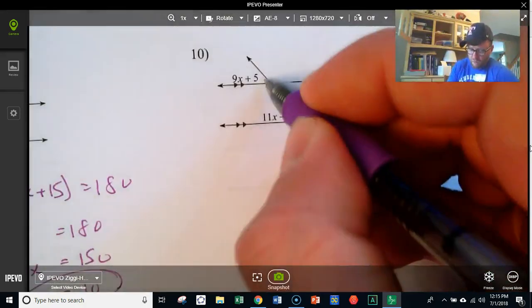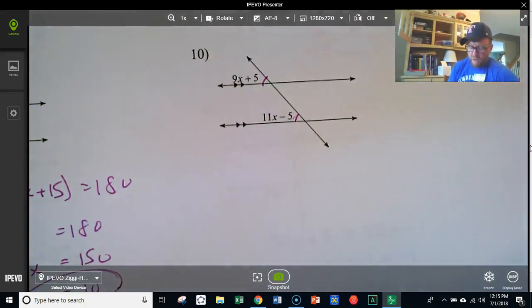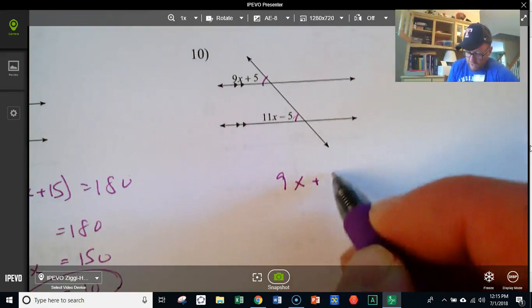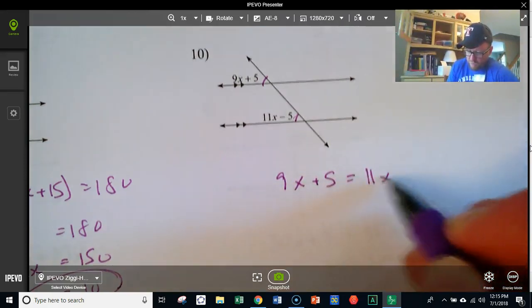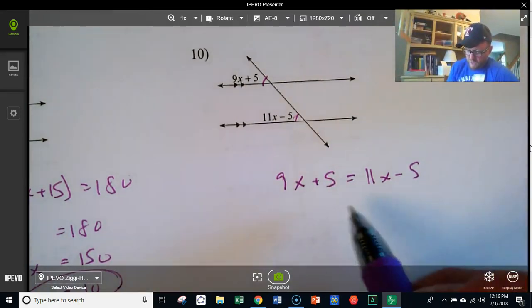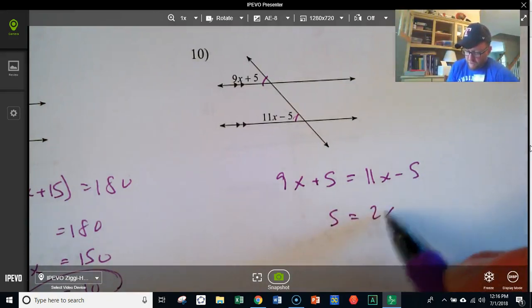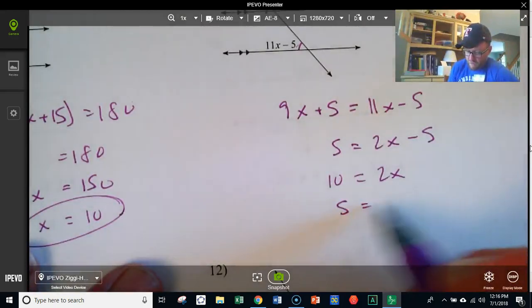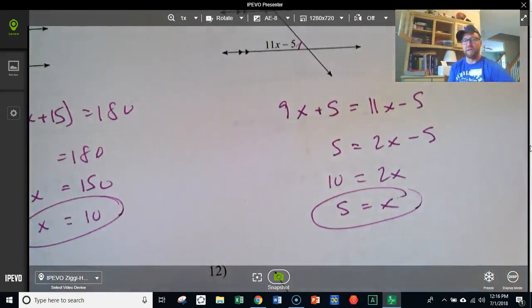Over here, well, we're back to corresponding angles. These are congruent. So 9x plus 5 must be equal to 11x minus 5. Let's see. I'm going to take 9x away from each side. That's going to give me 5 equals 2x minus 5. I'll add 5 to both sides. And 10 equals 2x, and divide by 2 on both sides. And 5 equals x, just like I predicted.